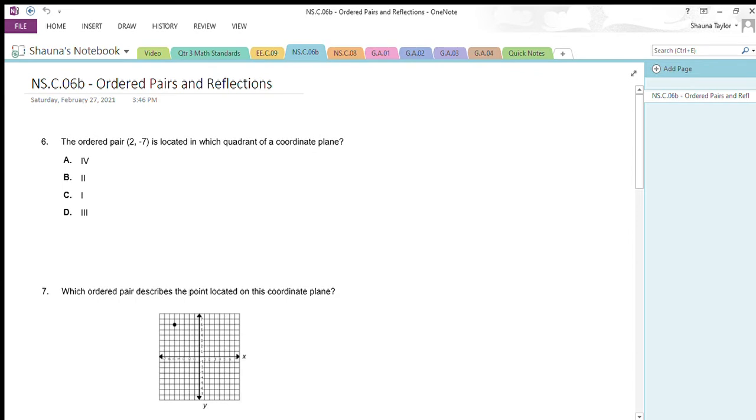Okay, NSC06B. This is ordered pairs and reflections. So number 6 says the ordered pair 2, -7 is located in which quadrant of a coordinate plane? So if you remember, we drew coordinate planes, and if I were you, I would draw the coordinate plane on my sheet of paper. And if you remember, quadrant 1 was located right here. Quadrant 2 was over here, quadrant 3 was over here, and quadrant 4 was located over here.